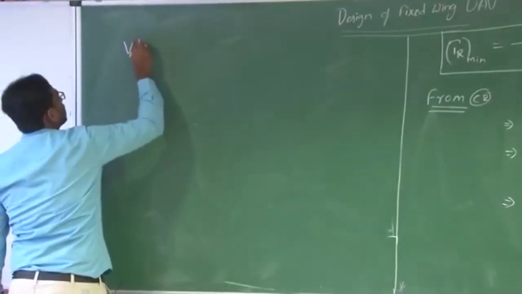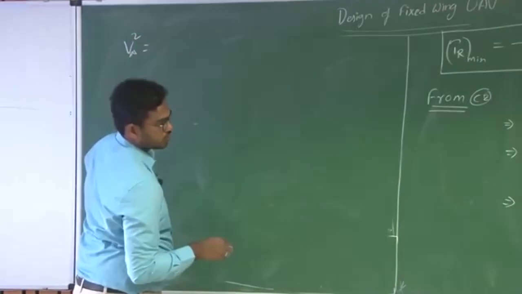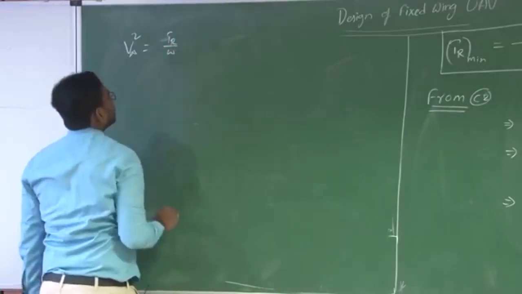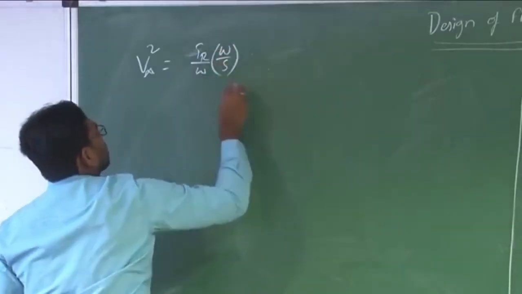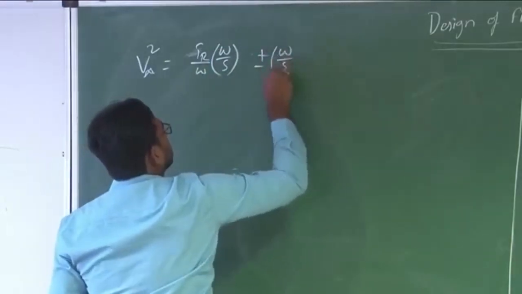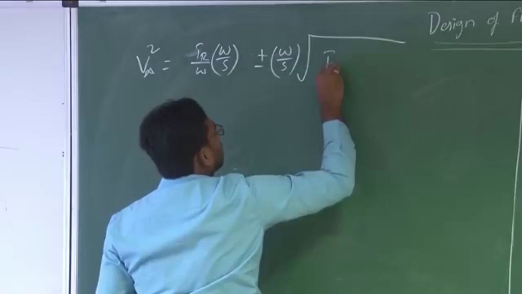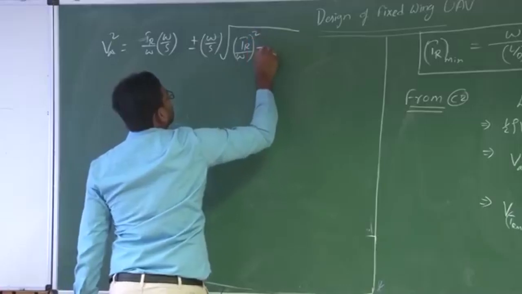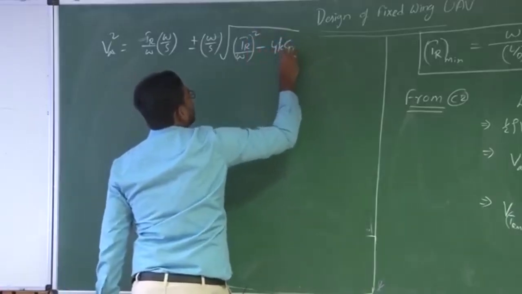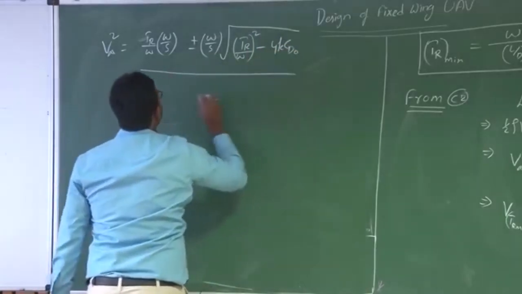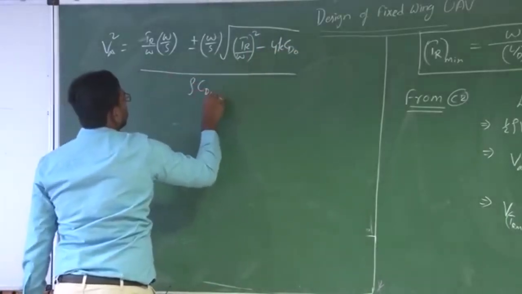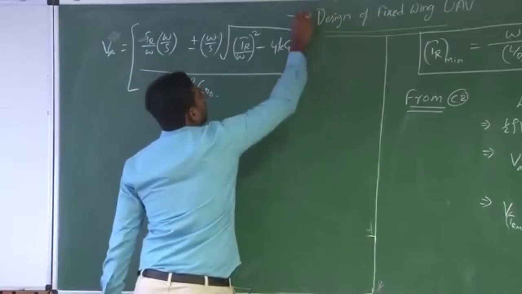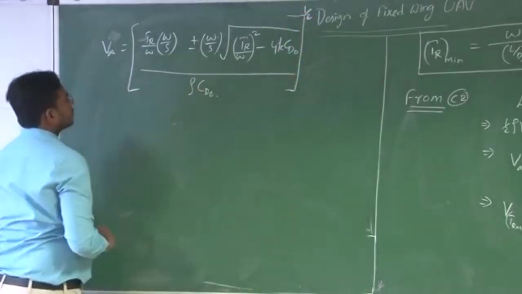So V infinity square equals TR by W into W by S plus or minus W by S into square root of (TR by W) whole square minus 4 K CD naught, divided by rho CD naught. So V infinity equals this whole thing raised to the power of 1 by 2, right?